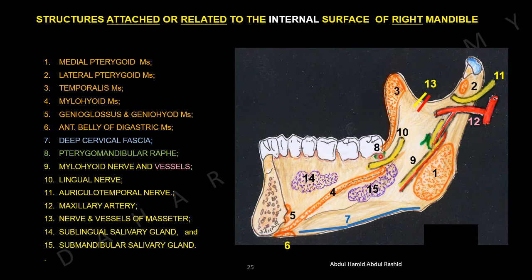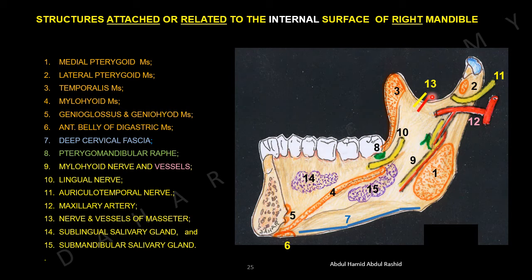And number 11, on the medial surface of the neck, you can see here, is the auriculotemporal nerve coming down here. Number 12 is the maxillary artery and vein, so the maxillary vessels are there. Number 13, the nerve and vessels of the masseter, are crossing the mandibular notch from inside to outside to supply the masseter muscle.